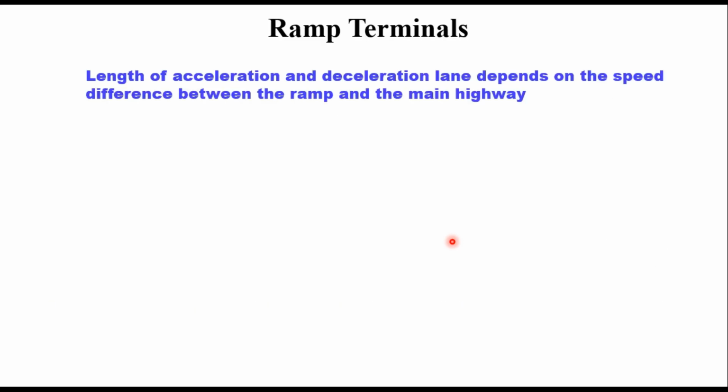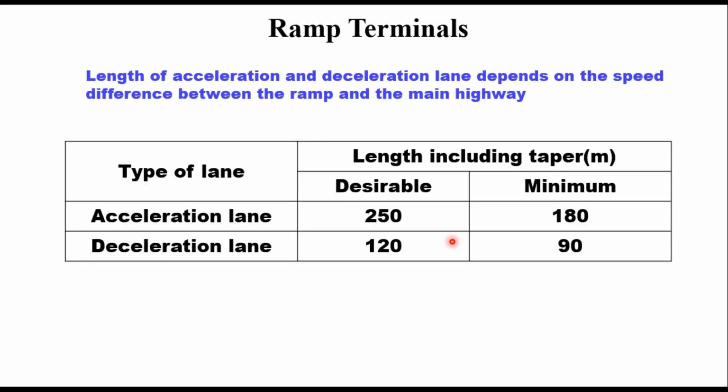The length of acceleration and deceleration lane depends upon the speed difference between the ramp and the main highway, and IRC 92 provides some guidelines for the length of the taper for different acceleration lane and deceleration lane, and it says that desirable length is 250 meter with a minimum of 180 meter, and in case of deceleration lane it can be 120 to 90 meter.